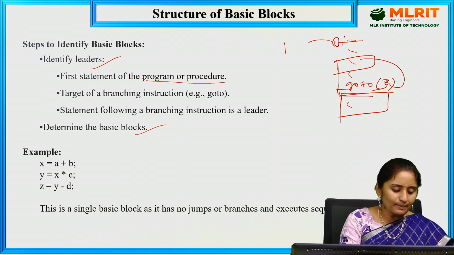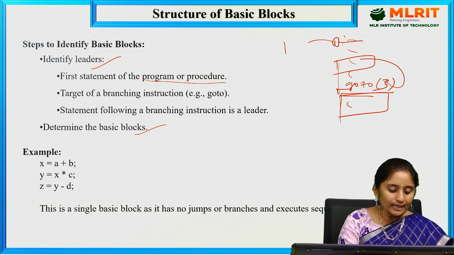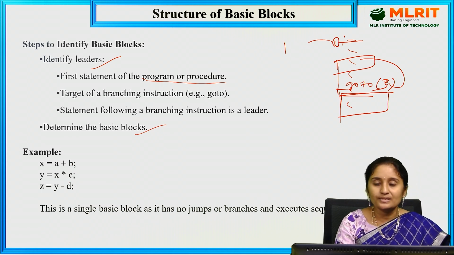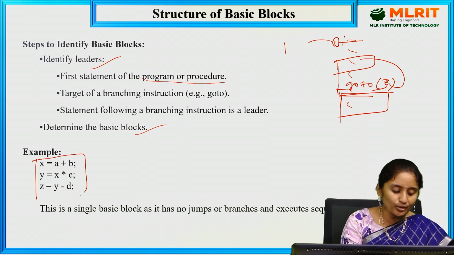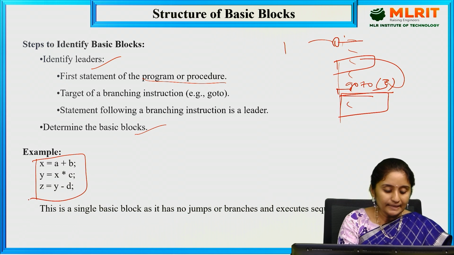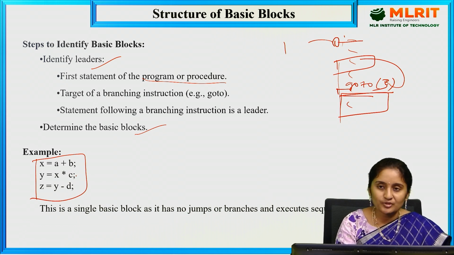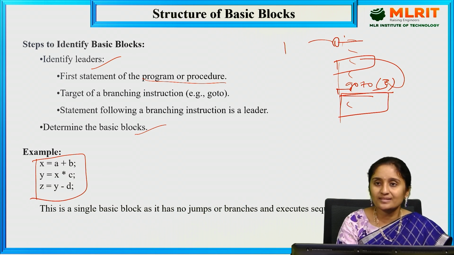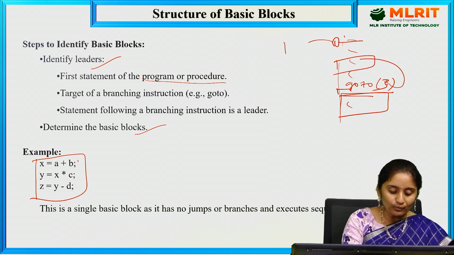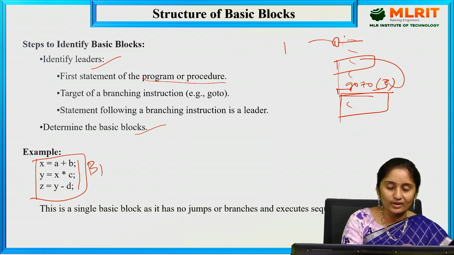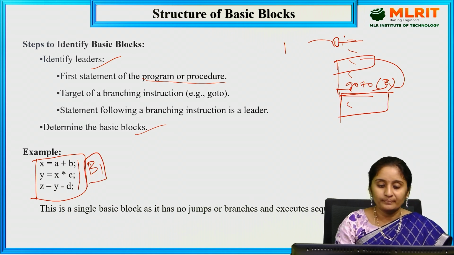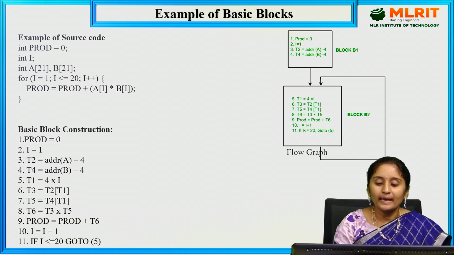See here, one example I have taken: x equal to a plus b, y equal to x into c, z equal to y minus d. Here only one leader is there, so I am going to get only one block. Why? Because in these statements there are no jumps, no branching conditions or branching statements. I have only sequential statements which are going to execute sequentially. So from these 3 address codes, I have only one block, that is the B1 block.